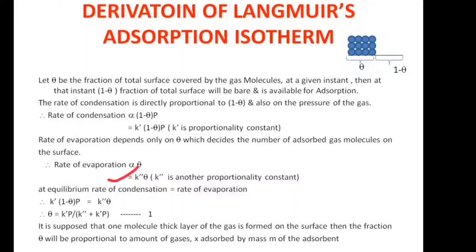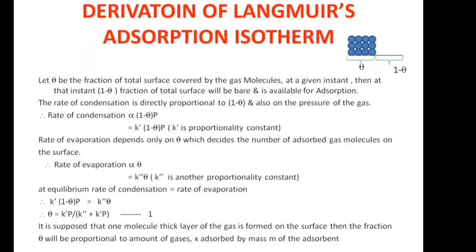That's why the rate of evaporation is directly proportional to theta. Again, we take a proportionality constant, K double dash. So the rate of evaporation is equal to K double dash into theta. Now at equilibrium, the rate of condensation is equal to the rate of evaporation. So K dash into 1 minus theta into P equals K double dash into theta. Solving this equation, we get theta equal to K dash P divided by K double dash plus K dash P.